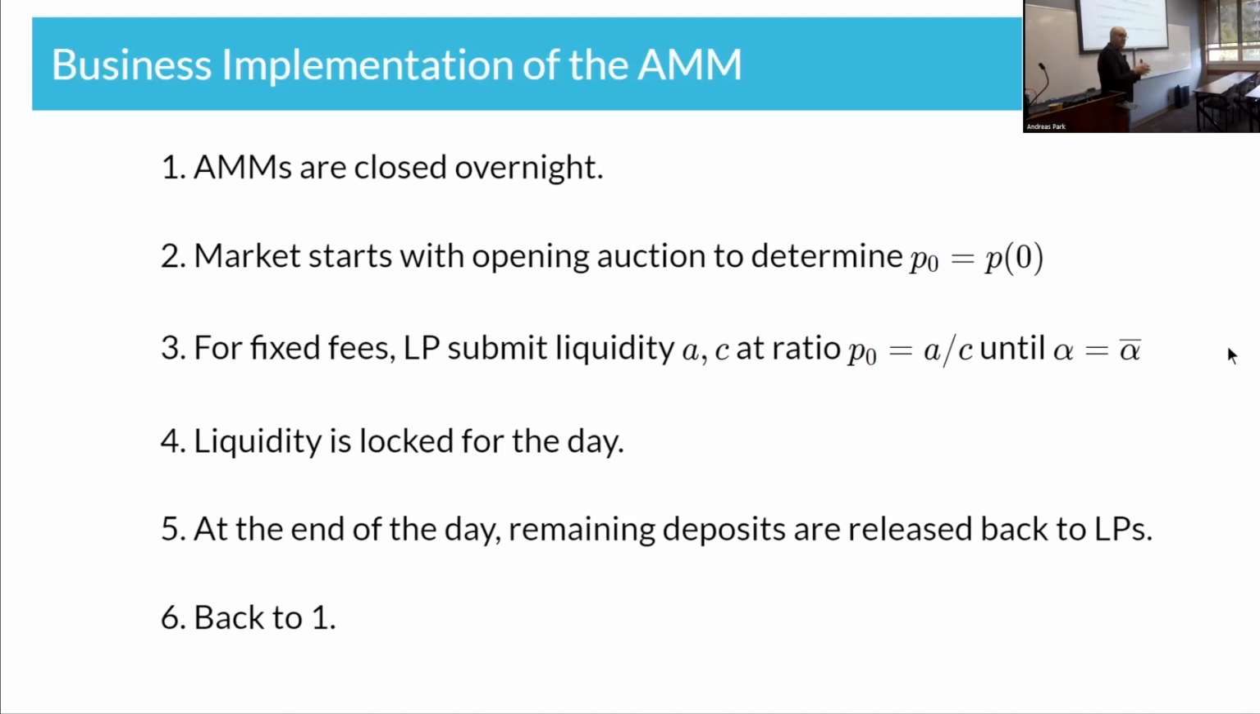Now, there is a fixed fee. The fee is announced ahead of time. There's a particular ratio. People then compete so that the liquidity provision will reach this level alpha bar. Then the liquidity is locked for the entire trading day, so there's no way you can withdraw it, just for simplicity. And then at the end of the day, all the deposits that are there are going to be released to the liquidity providers, and then the market closes. Everything gets sent back to the liquidity provider, and then next day everything starts again.